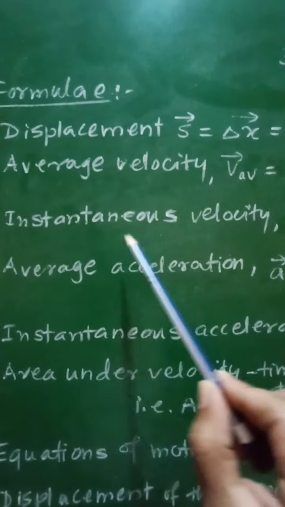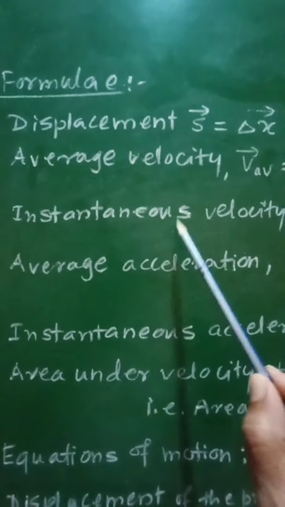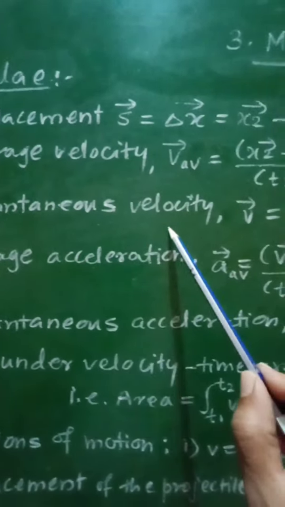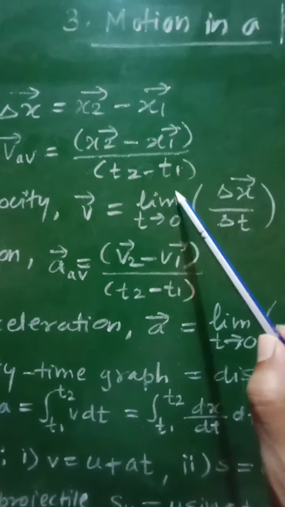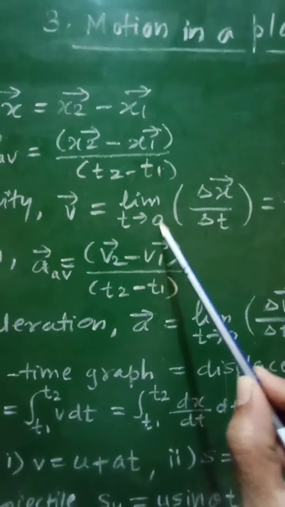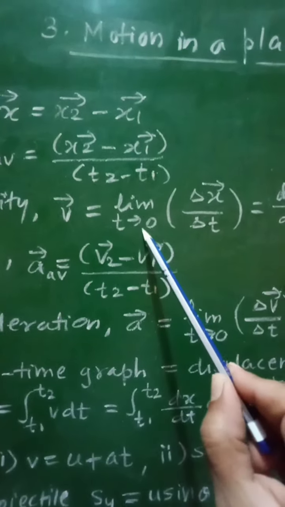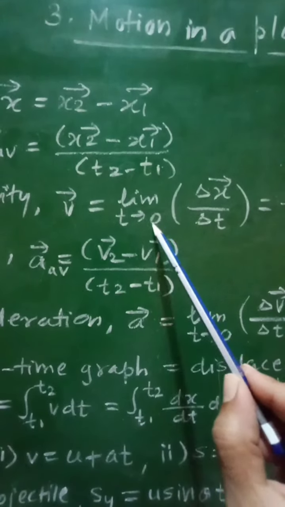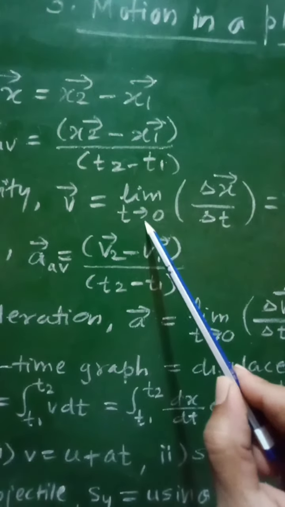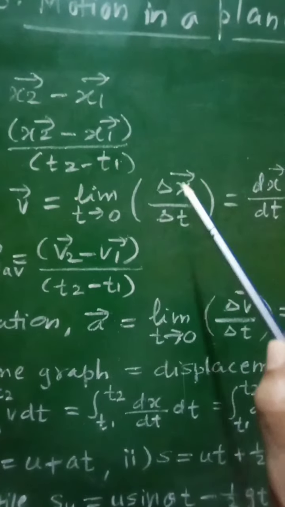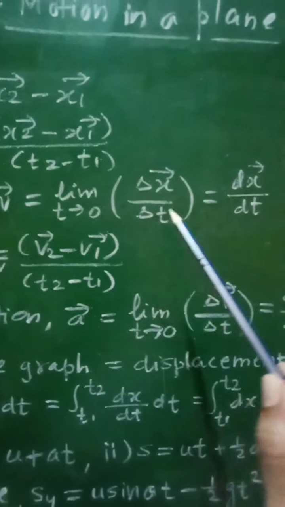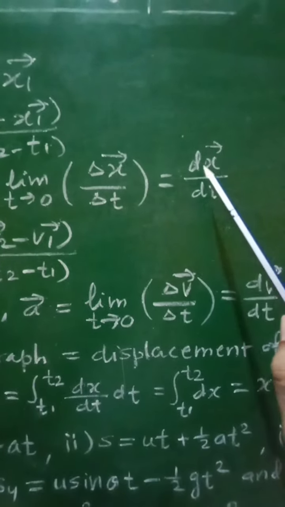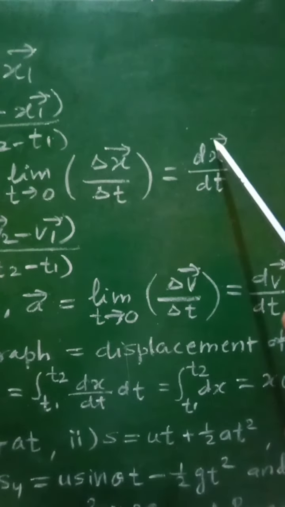Instantaneous velocity, that is velocity of any body at any given instant of time, that is vector v is equal to limit t tends to 0, that is that time interval will be very small tending to 0, vector delta x upon delta t, which will be simply written as vector dx by dt.